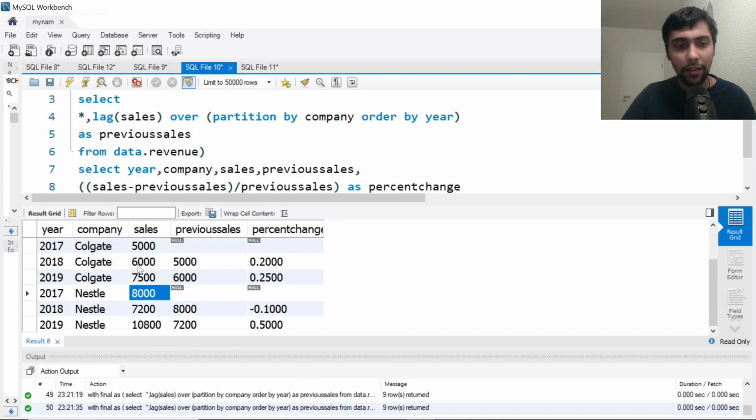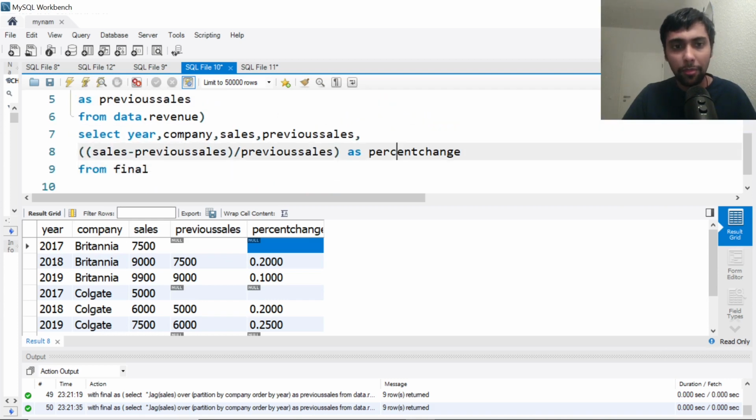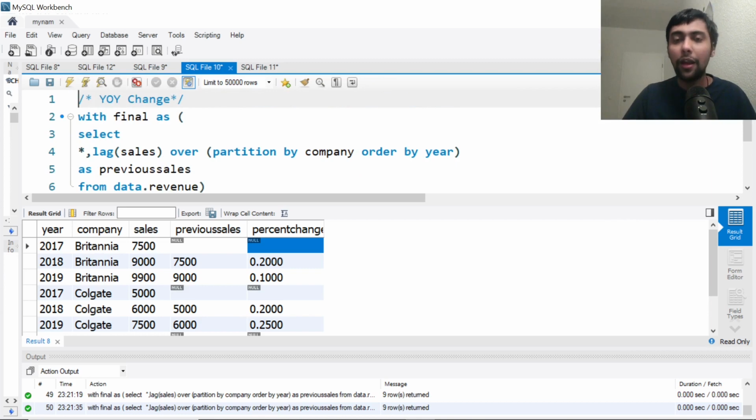So for Nestle, 2017 was 8,000. Next year, it went down to 7,200. So it was a minus 10%, basically 10% decrease. So again, to do year on year changes, we can just do lag of the particular column, partition by the specific variable. Here it is company and then order by year, right? So that it's in an ascending order. Then you can just find the percentage difference using this formula. Okay. Another interesting application, this time we are using lag function.